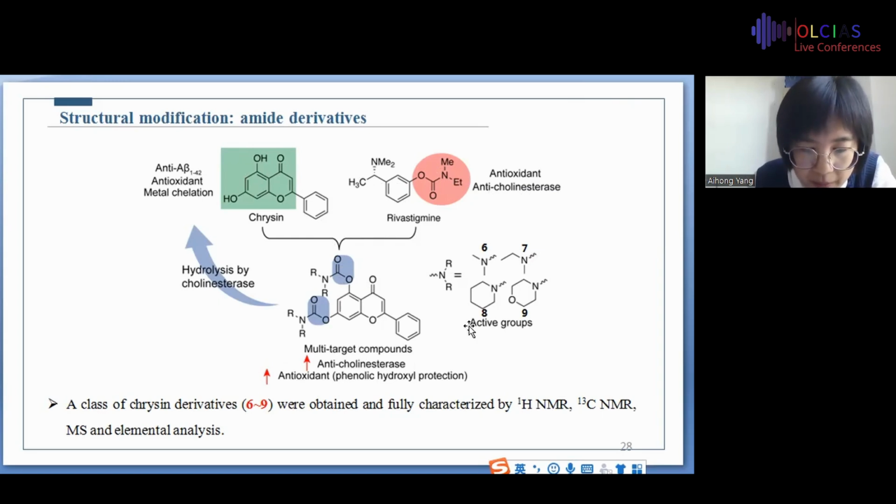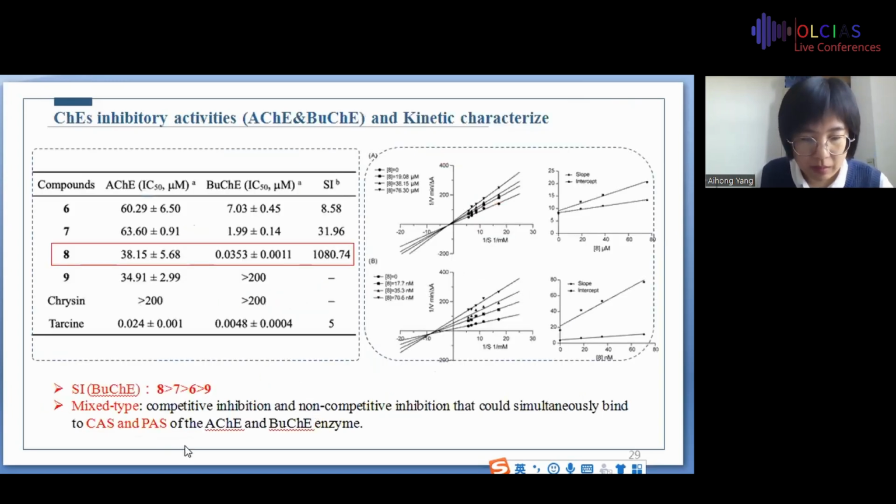4 derivatives were synthesized as the hidden multifunctional agents for AD therapy. These derivatives have the similar ester structure as reverse Tigmin, which can be hydrolyzed by CHE to release the hidden active molecule, chrysin. They were fully characterized by proton NMR, carbon NMR, MS, and elemental analysis. Then the anti-AD activities of the chrysin derivatives were evaluated.